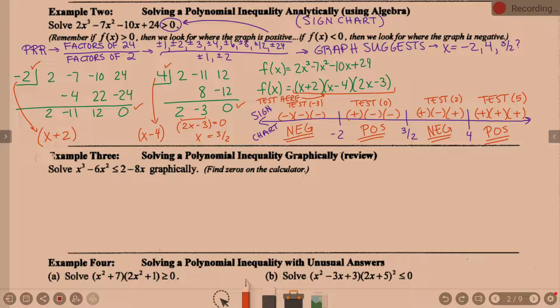Now, we have to answer our question. And at this point, you say, what the heck was the question? Yeah. Okay. The question was, solve this equation greater than 0. What does greater than 0 mean? Greater than 0 means positive. So our question was greater than 0. So I want to know, when is my graph positive? So in what intervals is my graph positive?